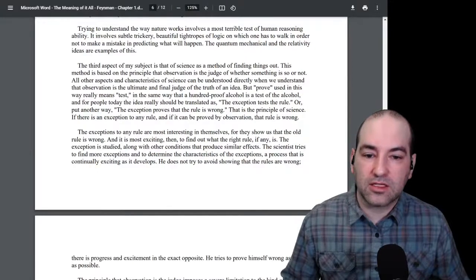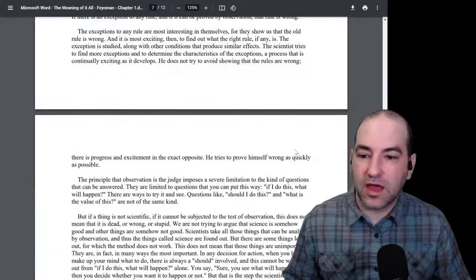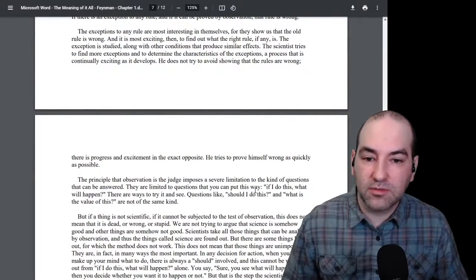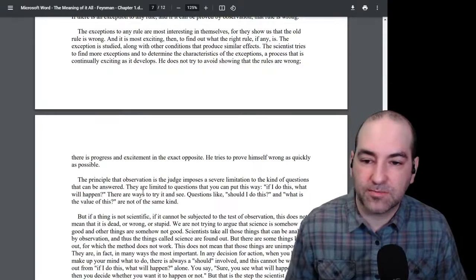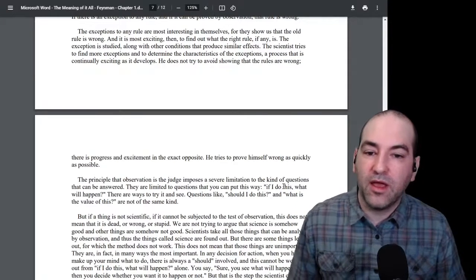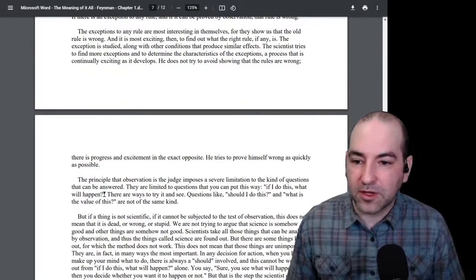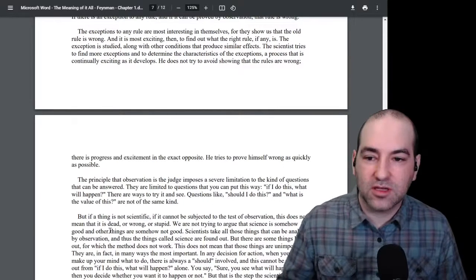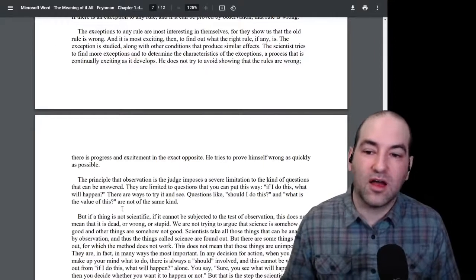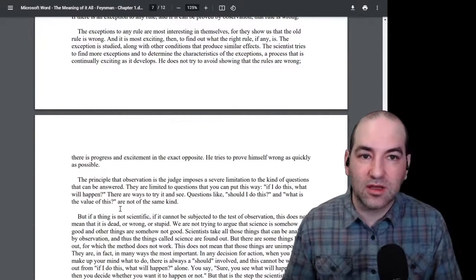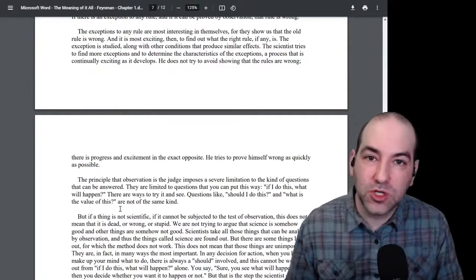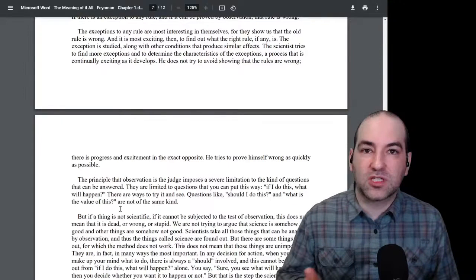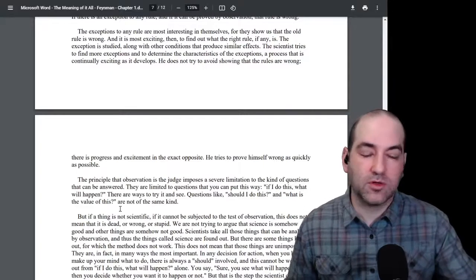So then, as Feynman says here, the principle that observation is the judge imposes a severe limitation to the kinds of questions that can be answered. They're limited to questions that you can put this way. If I do this, what will happen? And then you can try it and see, right? And so questions like, should I do this? And what is the value of this? Are not really scientific questions. Scientific method can't tell you that you should do something. It can tell you if something causes something else, those sorts of ideas.